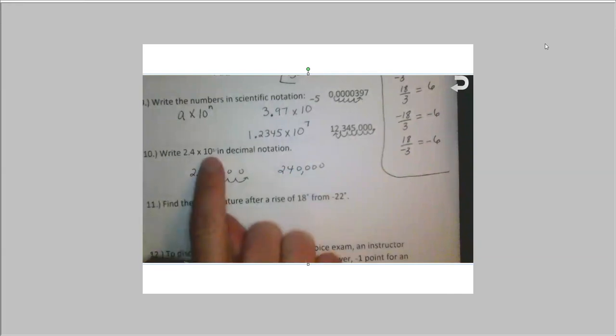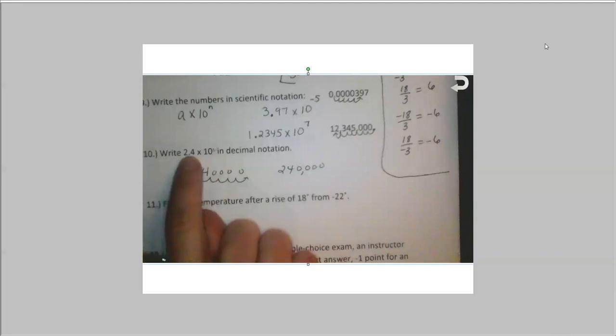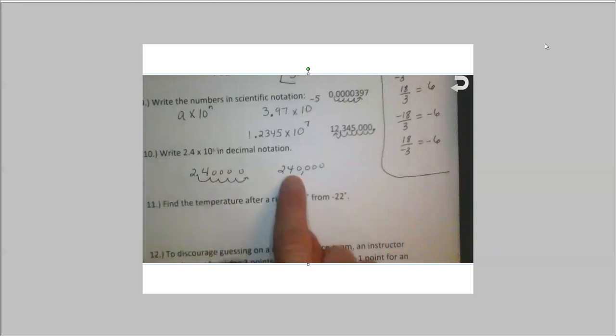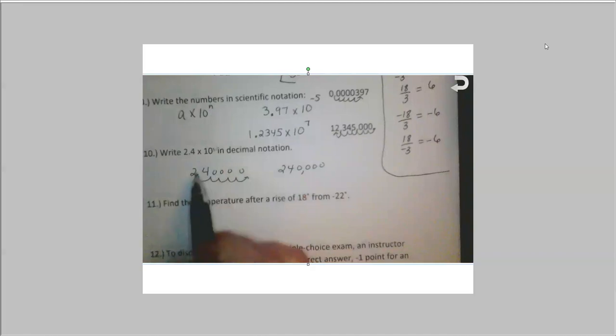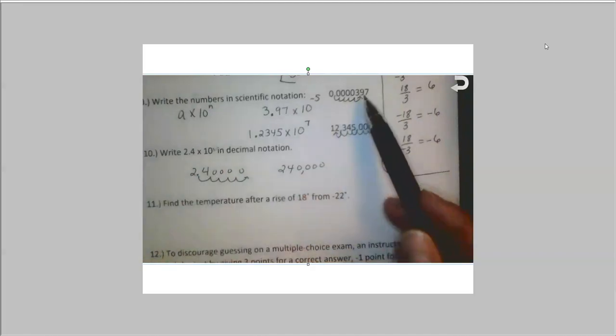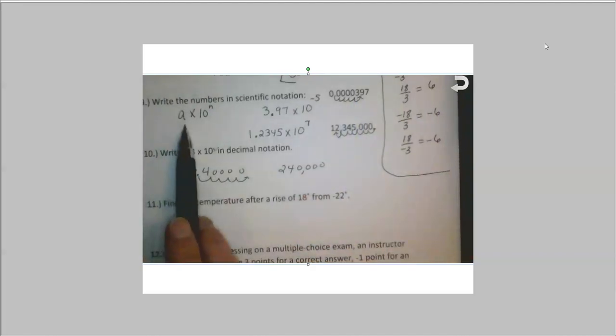You can check that. This is 10 times 10 times 10 times 10 times 10 times 2.4, okay? It's a large number, so scientific notation is a way that we can write really large numbers or really small numbers. We put that in the form of a times 10 to the nth power, where a is a number between 1 and 10.